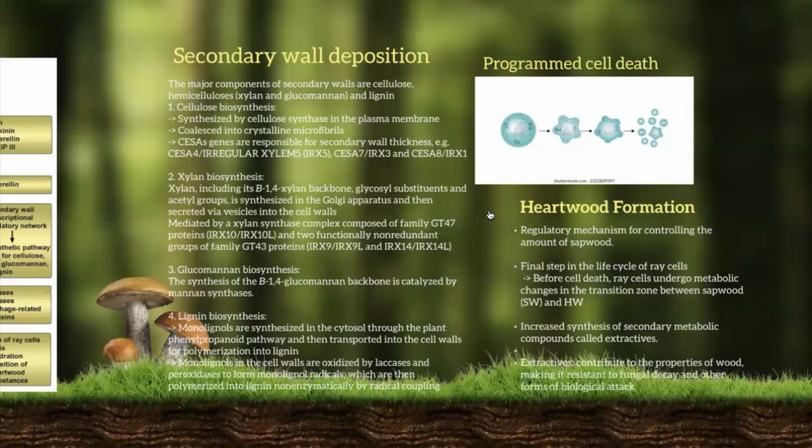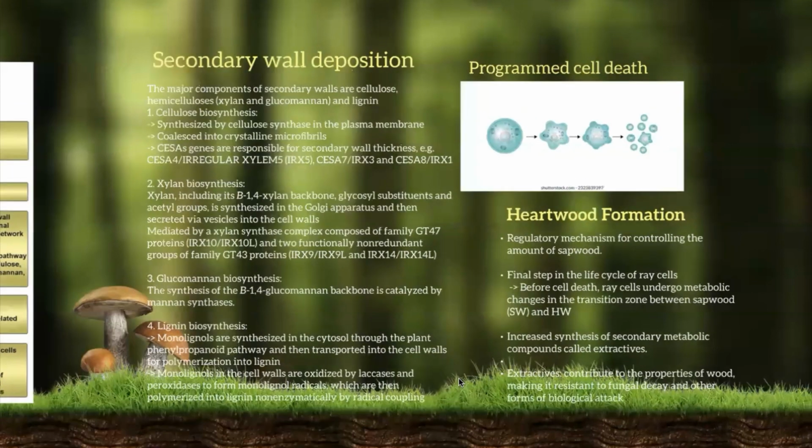Xylan synthesis occurs in the Golgi apparatus, mediated by a complex including GT47 and GT43 family proteins, and is secreted to the cell walls. Glucomannan is produced by mannan synthase, forming a beta-1,4 glucomannan backbone. Lignin formation starts with the synthesis of monolignols in the cytosol through the phenylpropanoid pathway, followed by transport to the cell wall where laccases and peroxidases catalyze their polymerization through radical coupling. This process ensures the cell wall structural integrity and defense.